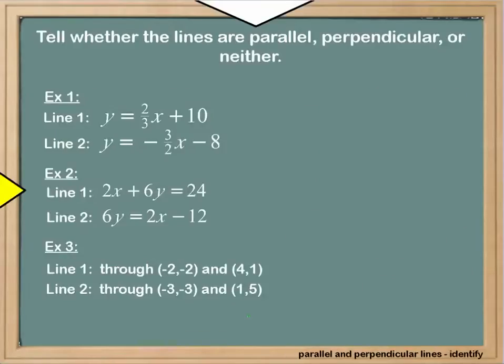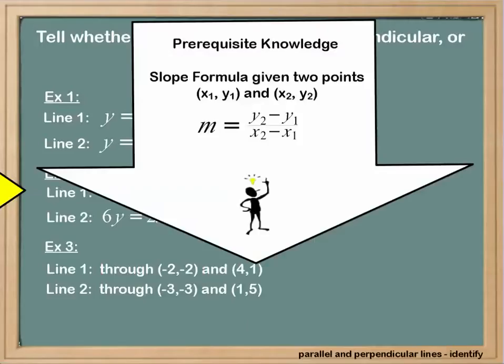Let's go ahead and tell whether the lines are parallel, perpendicular, or neither. But first, let's take a look at our prerequisite knowledge. For some of these examples, you're going to have to remember the slope formula. Remember, the slope formula is given by m equals y2 minus y1 all over x2 minus x1.